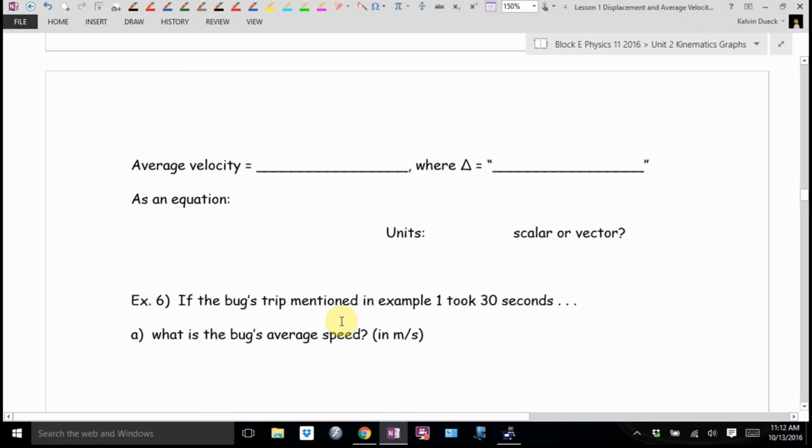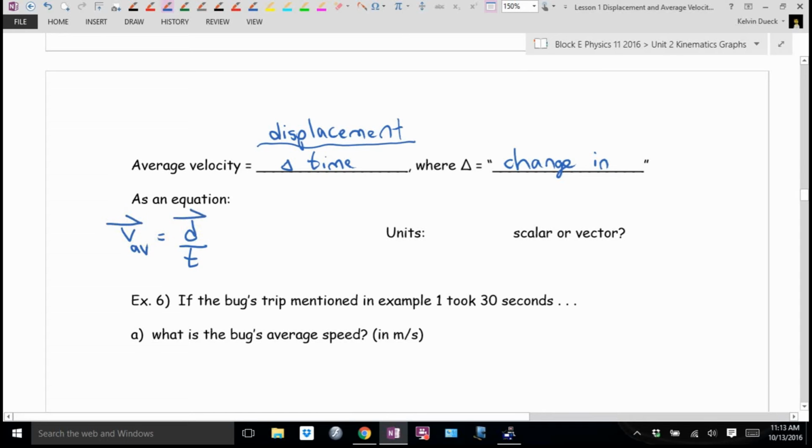Average velocity. Well, if average speed was distance over time, average velocity is going to be displacement over change in time, where that triangle means change in. As an equation, I can take the speed equation, which was d over t, and I can vectorize it. Now velocity is a vector, and now displacement is a vector.